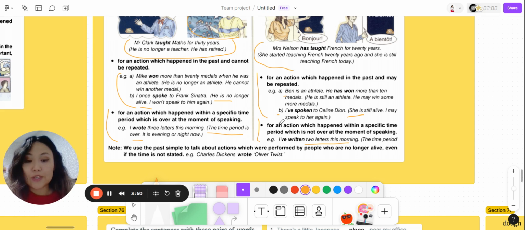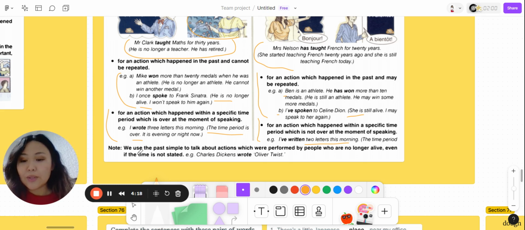So we can use present perfect for an action which happened within a specific time period, which is not over at the moment of speaking. For example, right now it's evening and this day hasn't finished yet. That's why I can say that I've done many things today and today hasn't finished. But if I tell about the morning, it's not morning anymore, it's evening. I can say that in the morning I did many things.